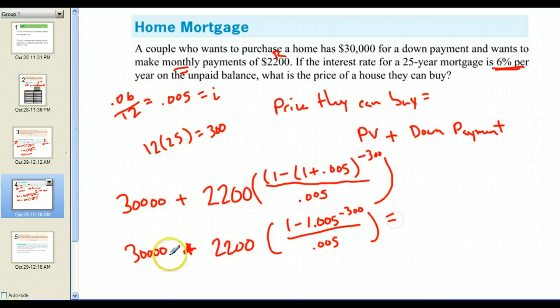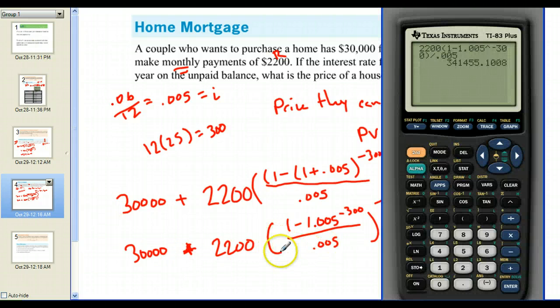So I'm going to go to my calculator, plug all this in, and get an approximation. So this part right here, the 2,200 times 1 minus 1.005 to the negative 300 divided by 0.005, all of this second part, is equal to 341,455.